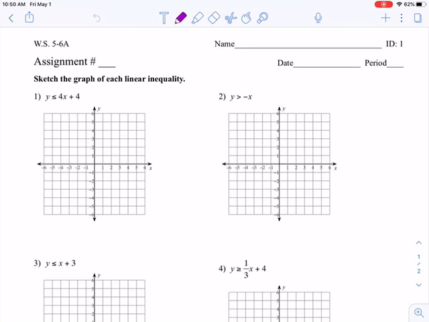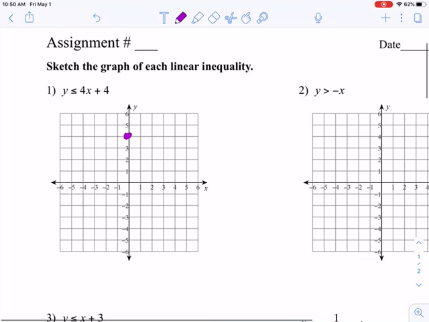Starting with question number 1, we've got the line y is less than or equal to 4x plus 4. So that means I have to start up at 4 on the y-axis and plot a point. If I have a slope of 4, or 4 over 1, that means that I'm going to travel up 4 and over 1, which is kind of off my graph. I can also go down 4, 1, 2, 3, 4, and backwards 1.